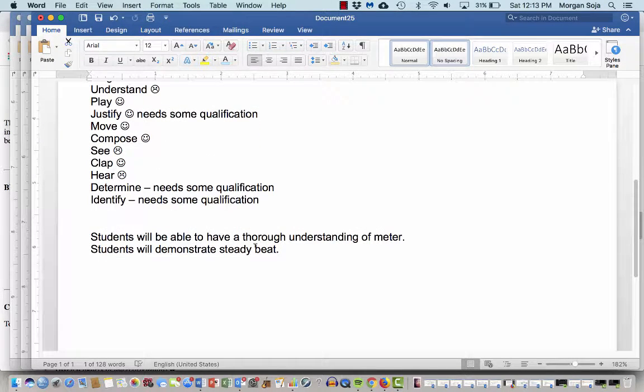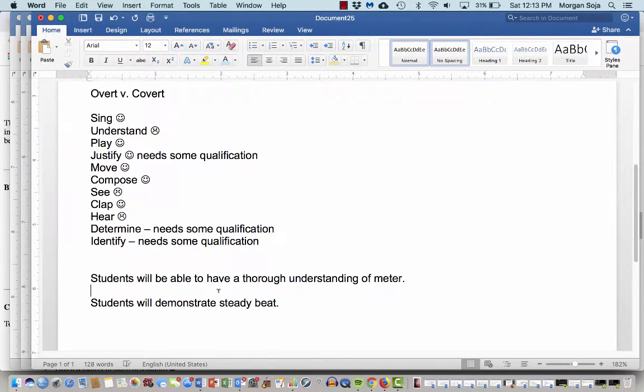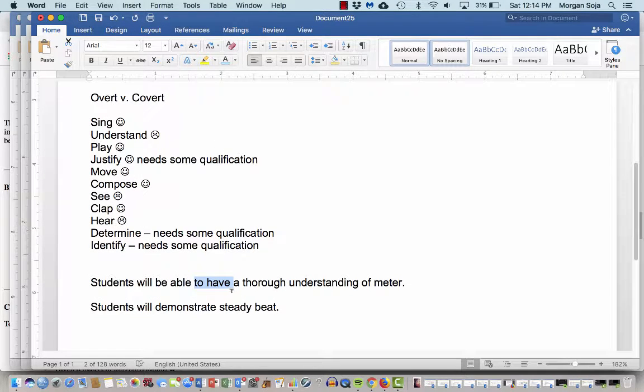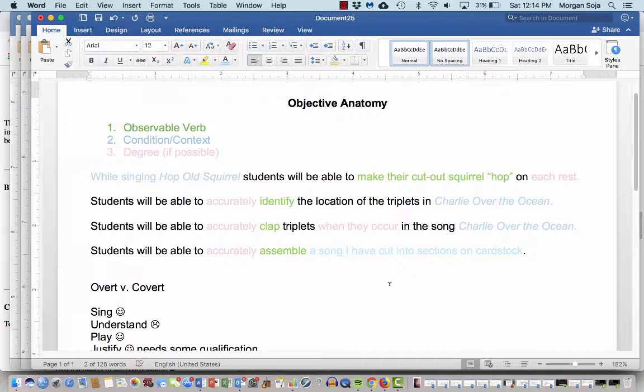All right, let's look at some of these down here. Students will be able to have a thorough understanding of meter. What is wrong with this picture? Does it have an observable verb? To have? Not really, right? Students will be able to have a thorough understanding of meter. No, that doesn't have an observable verb.